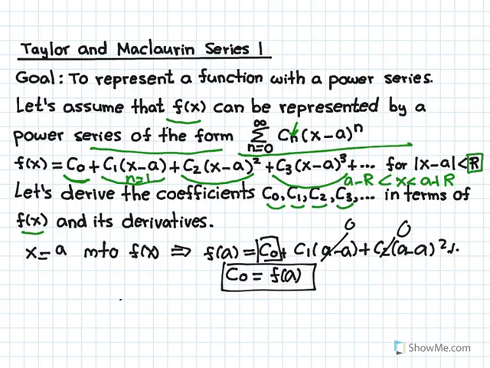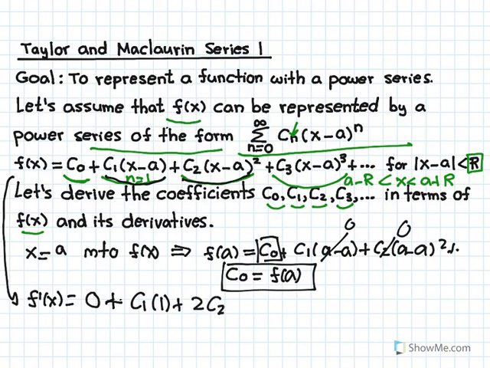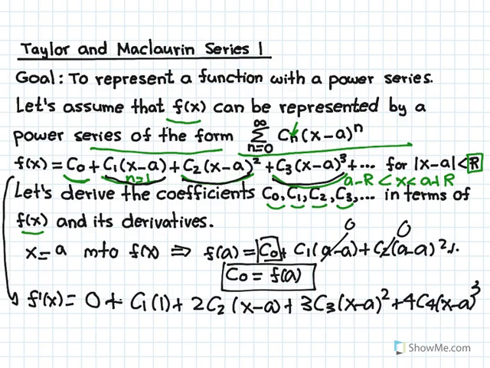Let's obtain the other coefficients by taking the derivatives of f of x and plugging in x equals a. So now let's take the first derivative, f prime of x. Derivative of c0 is going to be 0. Derivative of a constant is 0. Derivative of this term, c sub 1 times x minus a, will be c sub 1 times 1. Plus, derivative of this term is going to be 2 times c sub 2 times x minus a. And derivative of the third term is going to be 3 times c sub 3 times x minus a squared. And derivative of the fourth term would be 4 c4 times x minus a cubed, and so on.